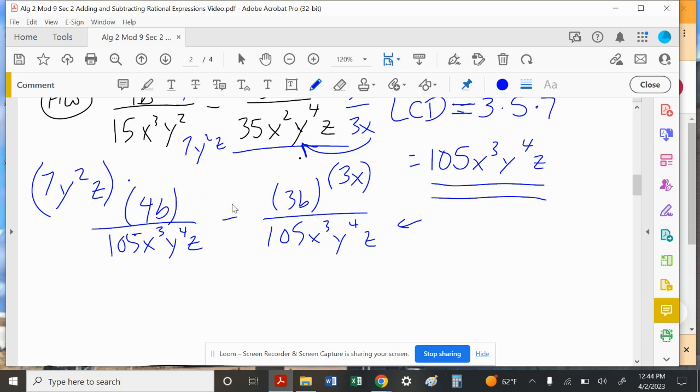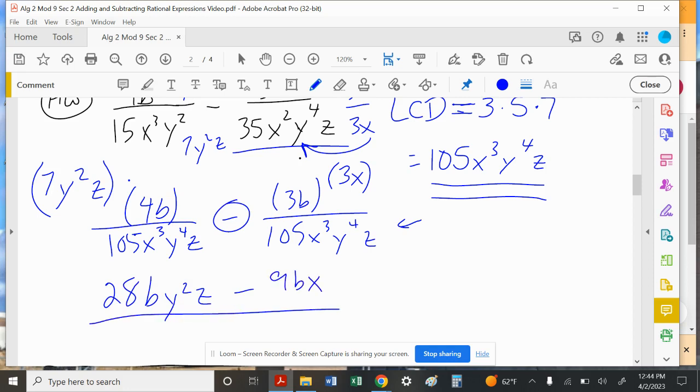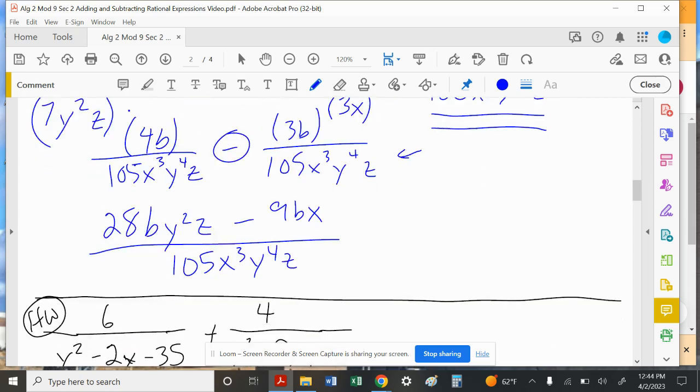Okay, so now I'm going to multiply the top parts. So 7 times 4 is 28. I have 28by squared z minus, because of that minus sign, 3b times 3x is 9bx, all over the common denominator 105x cubed, y to the 4th, and z. And then there's nothing I can cancel.